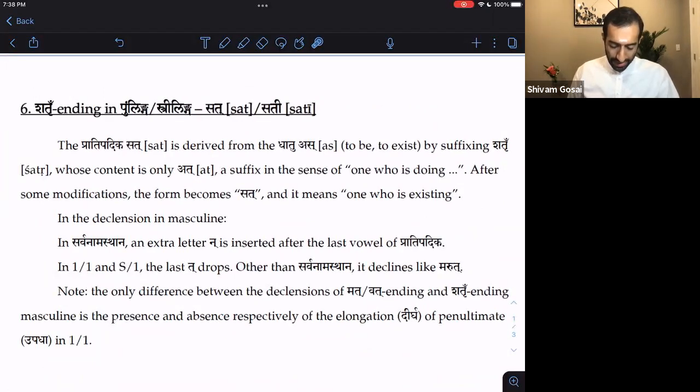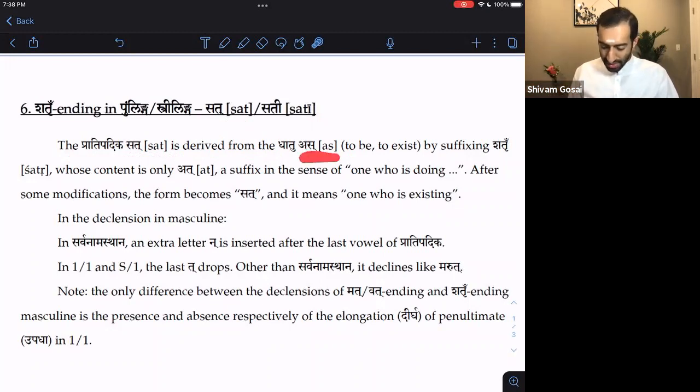So as I was saying, this is a suffix Shatru, which makes up Sat. So the pratipadika is Sat. And Sat is derived from the dhatu As, which means to be, 2P, to be, or to exist. So this is really relevant for Vedanta because we're always talking about existence, right? Being.